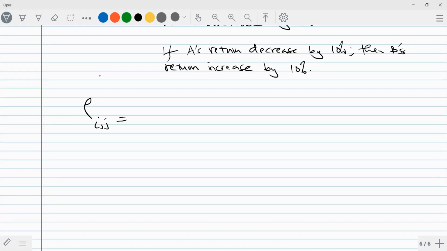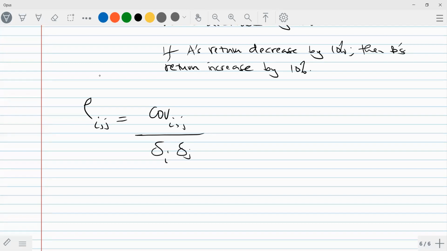is equal to the covariance between I and J, divided by the product of the standard deviations of the individual assets, that is, the standard deviation of I times the standard deviation of J. And that's how we get the coefficient of correlation.